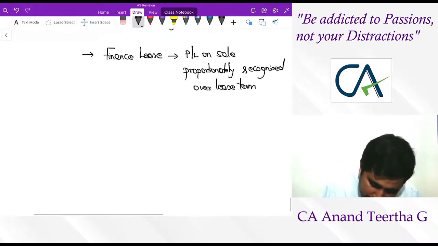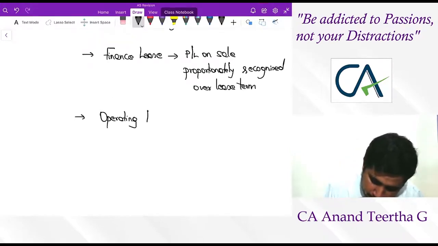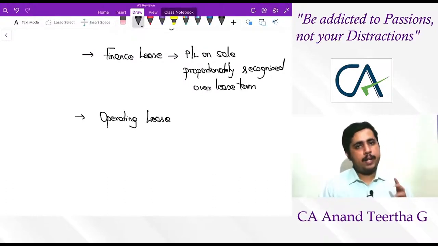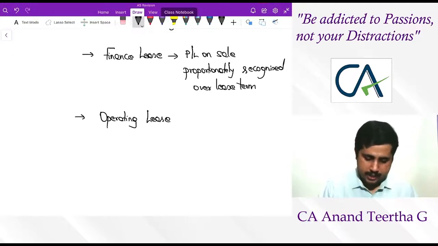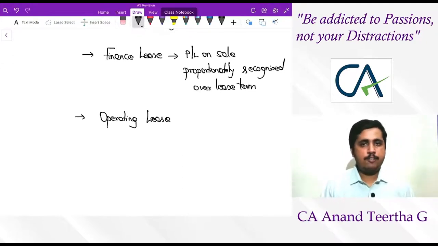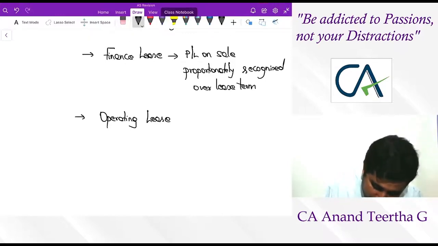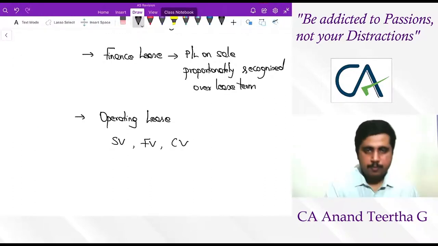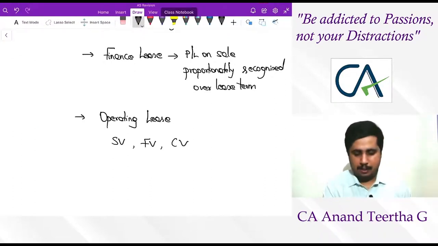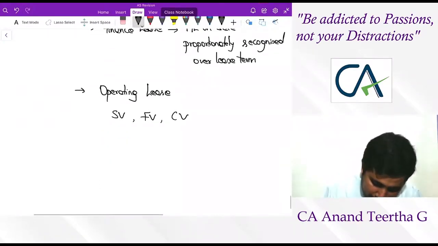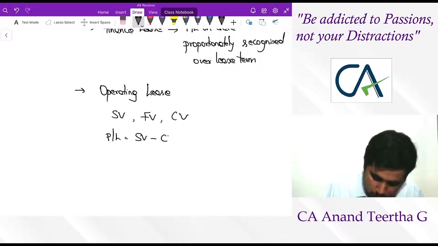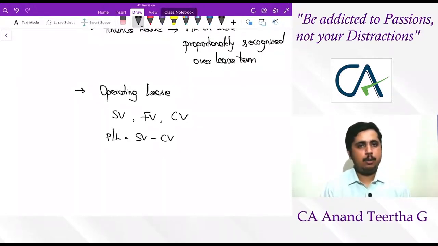But the important one from the exam point of view is if it leads to an operating lease. If sale and leaseback turns out to be an operating lease, there is another set of rules. The standard defined three terms: selling value, fair value, and carrying value. SV or SP is selling value or selling price, FV is fair value, and third is carrying value. Always remember, profit or loss is equal to selling value minus carrying value.